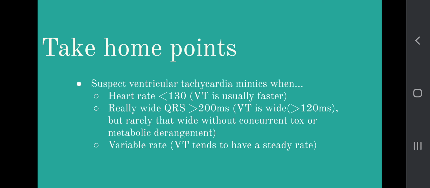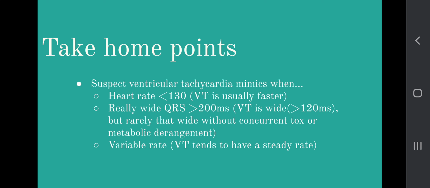To wrap it all up, if you have a patient that's on the monitor and it's showing VTAC, but the heart rate is less than 130, less than 120, definitely start thinking of your ventricular tachycardia mimics. VTAC is usually faster than 130.